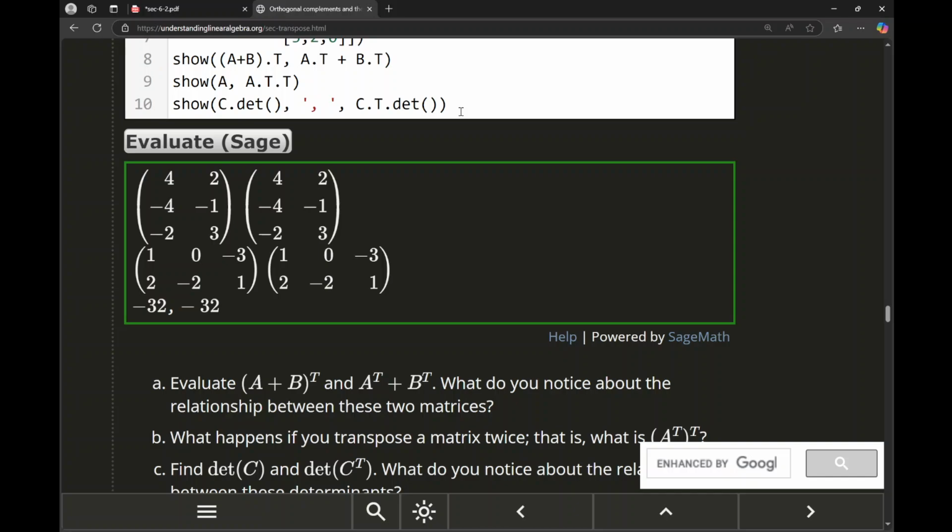What do you notice about the determinant of C and C transpose? They are the same. So the algorithm for finding the determinant works the same whether you work along a row or work along a column.